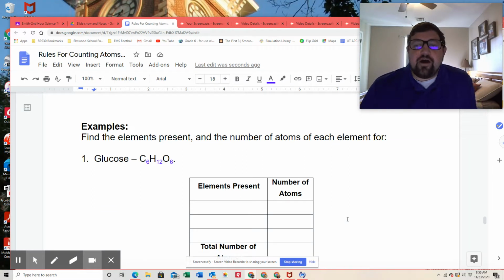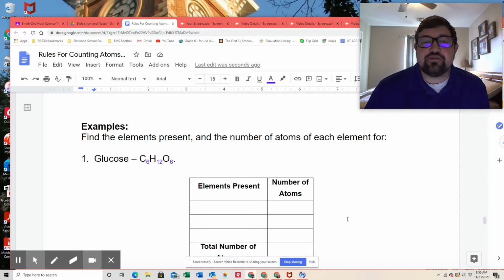Okay, so we're counting atoms for those of you who have been in class or been quarantined or not. This is how we count atoms. We have had some notes and went over some stuff in class on this and did some examples. There are some examples on those notes that show you the correct answers. But I'm going to go through the bottom of our notes where it says examples.